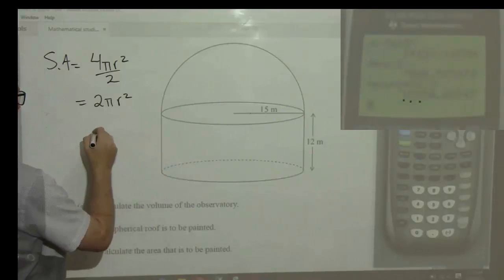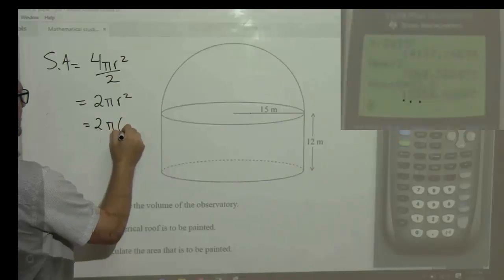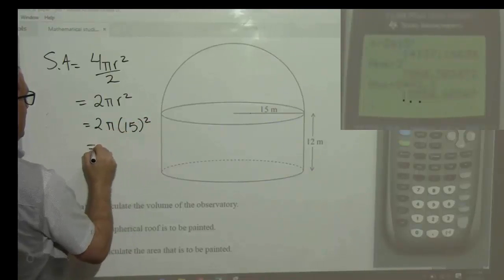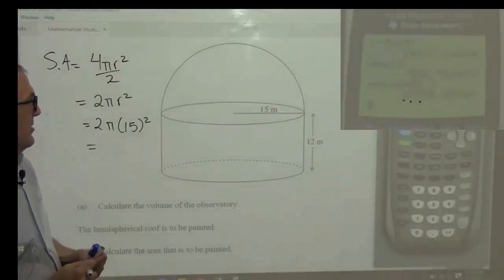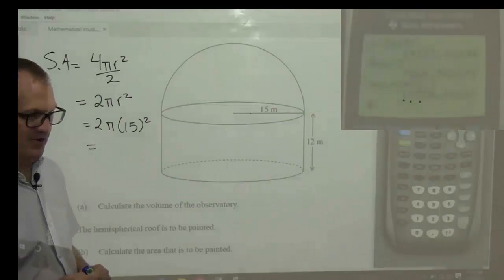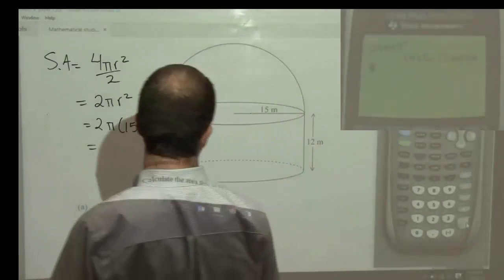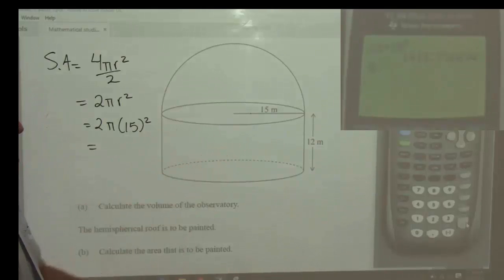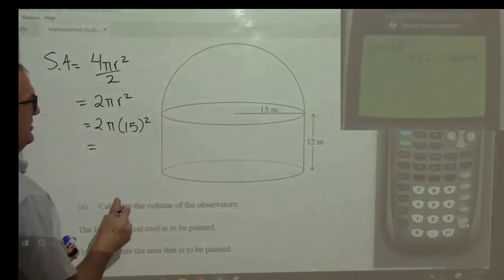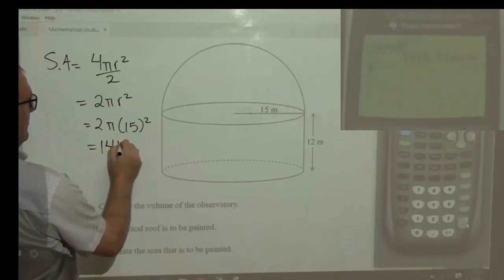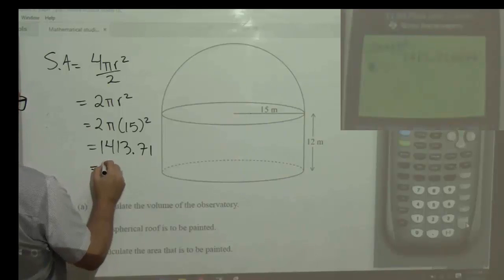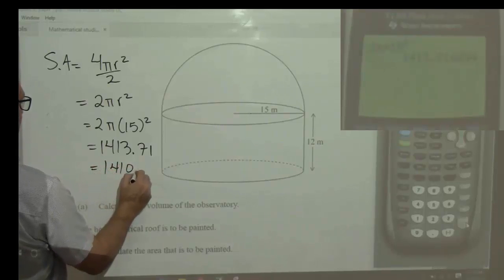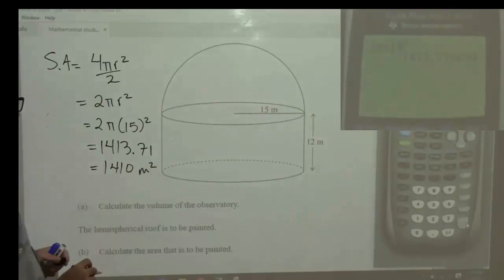And again, it's just a matter of substituting things in, calculating, and writing it out to three significant figures. So do that calculation and come up with the answer. You can see from the calculator it's 1,413.7. I'm just going to write that down for a second and then make it three significant figures, so 1,410 square meters.